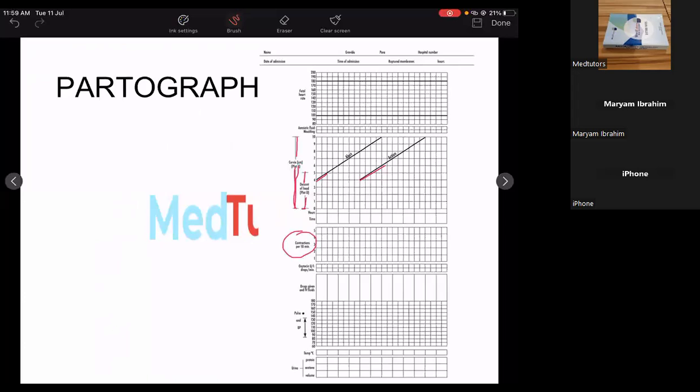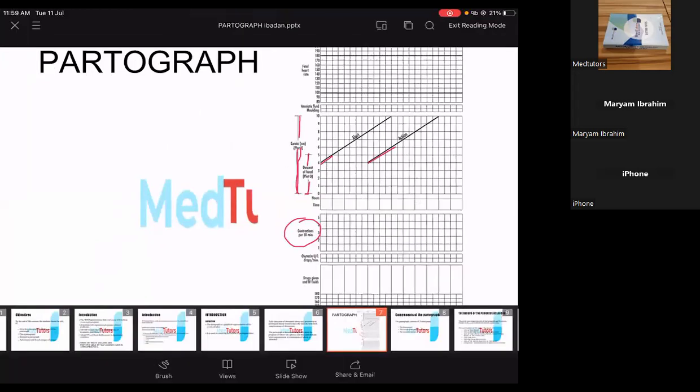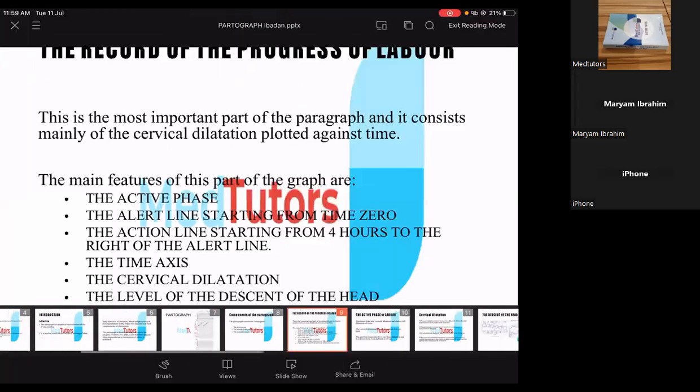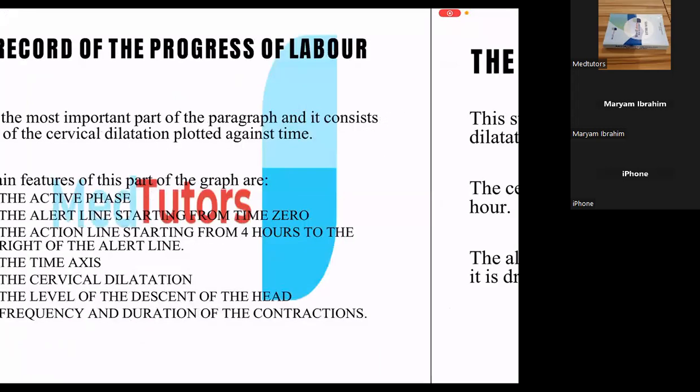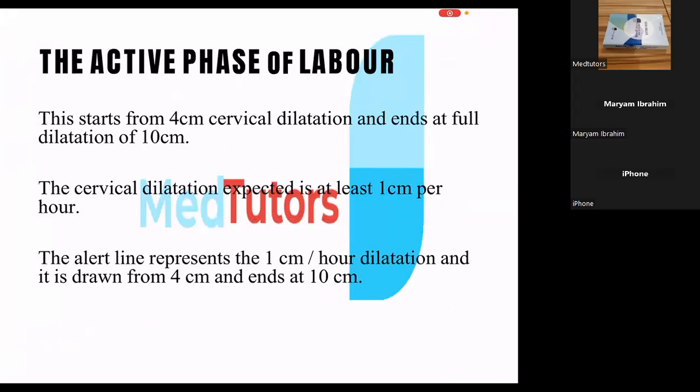So these are all components of how you assess the progress of labor. And then, what is the active phase of labor? Like I earlier mentioned, a woman in labor is said to be in the active phase of labor when she has reached 4 centimeters cervical dilatation. And the active phase of labor ends at full dilatation, which is 10 centimeters.